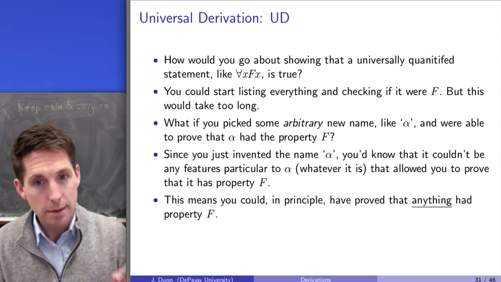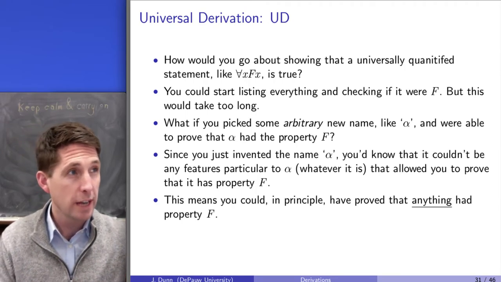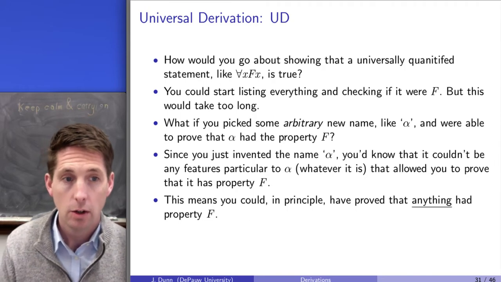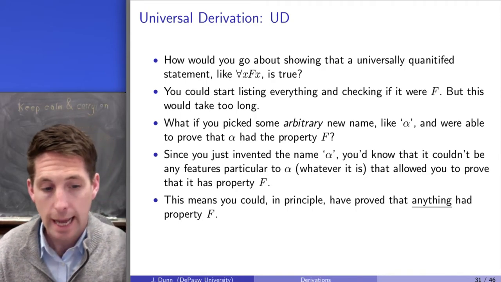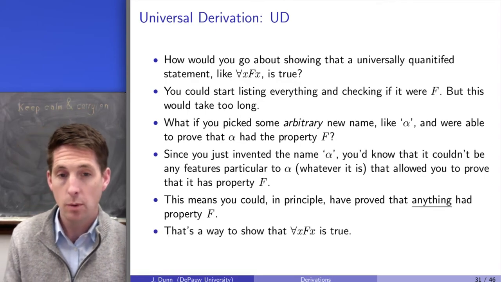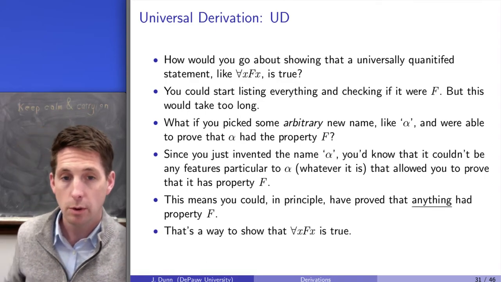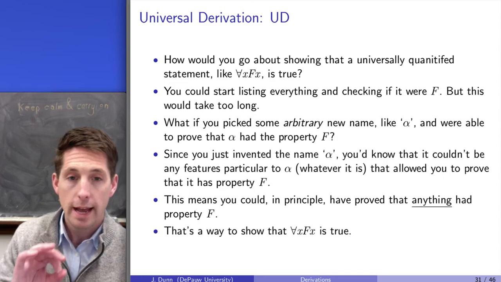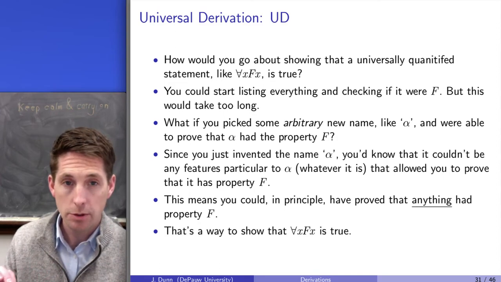But let's say that again. That means, in principle, it didn't matter which name you chose. You could have chosen any name, anything at all, and you could have shown it had property f. And that just sounds like a way to show that the universally quantified formula is true. That is, that everything has property f.